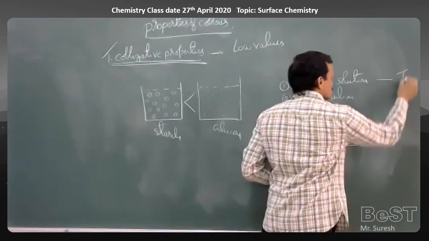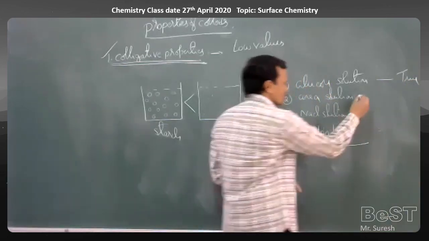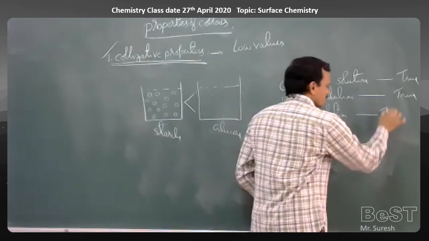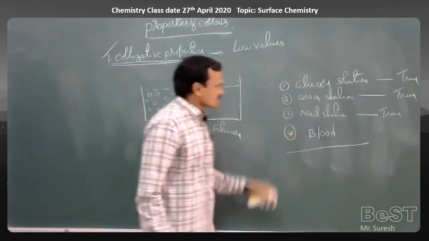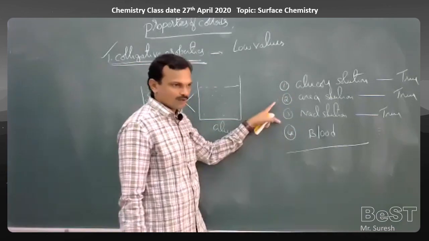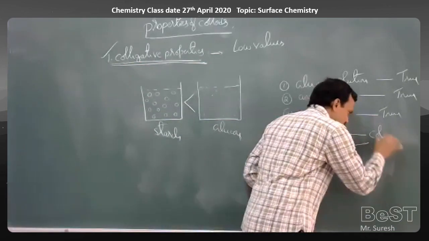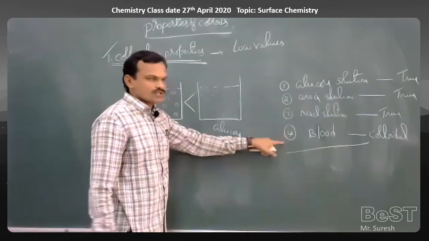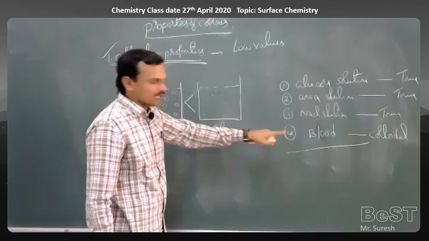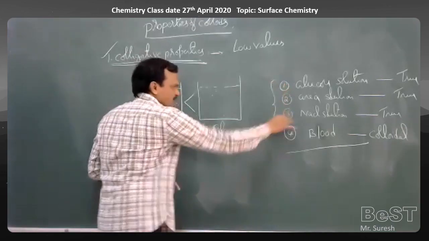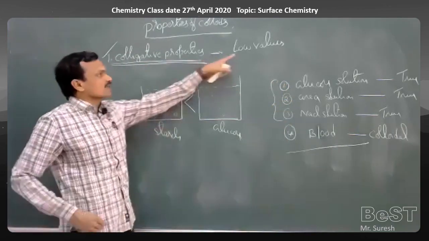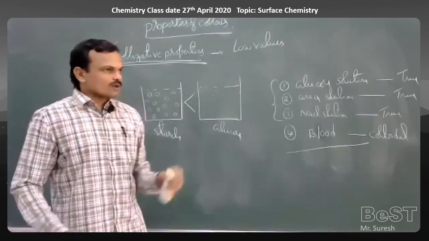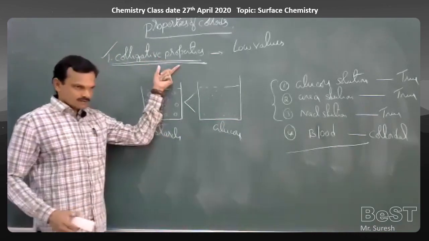Glucose is a true solution. Urea solution is also a true solution. NaCl solution is also a true solution because the size of the solute particles is less than 1 nanometer here. Whereas blood is a colloidal solution. Since blood is a colloidal solution, the number of particles per unit volume will be less compared to these three. So the colligative property is less for blood. Like that, colloidal solutions have low colligative properties.